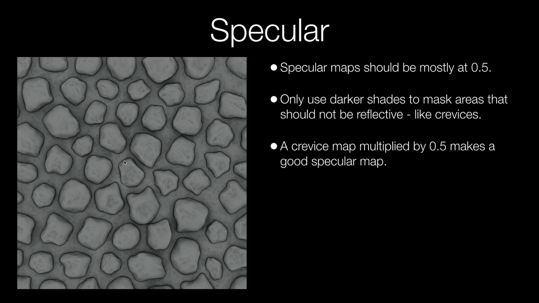So the best way to create a specular map actually is to create a crevice map and then multiply it by 0.5. So your maximum value is 0.5, and that's reflectivity of 4%. And then in all the little crevices where the object is occluding itself, where the reflections are just bouncing back and forth and getting occluded instead of reflecting back at you, that's where you'll get values lower than 0.5. All right, so that's what goes into the specular socket.